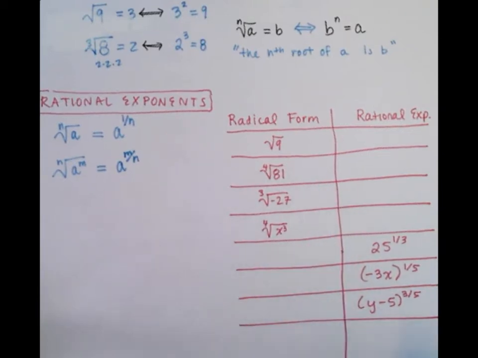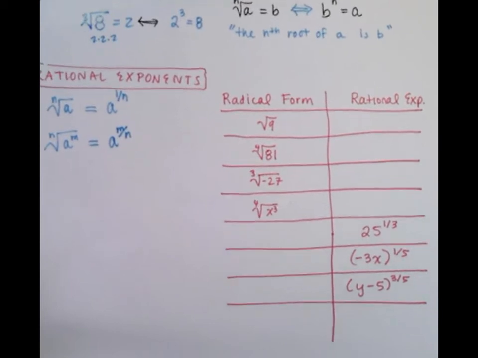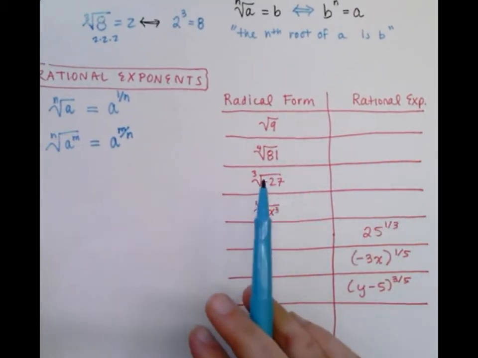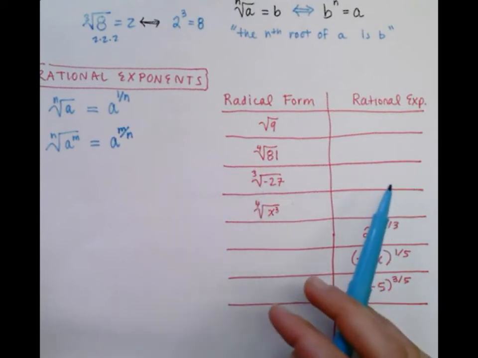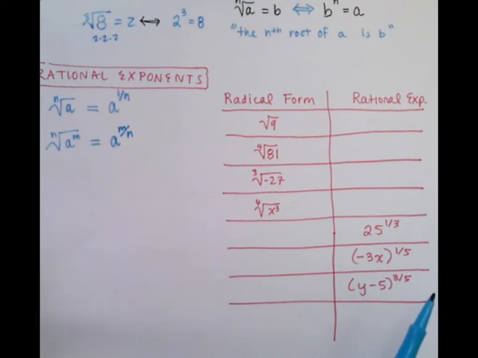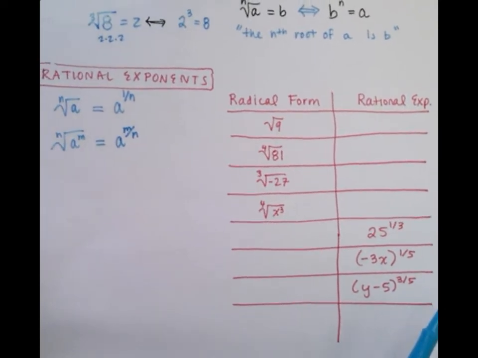So if you pause the video to make this chart, we're going to try to fill in how we convert from a radical or root form into a rational exponent form, and then vice versa, going back. So I would pause the video for a moment, create this chart, and then you can press play to see the examples. Okay, so let's start with the first example.